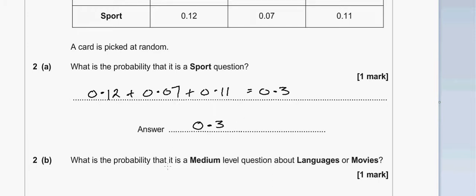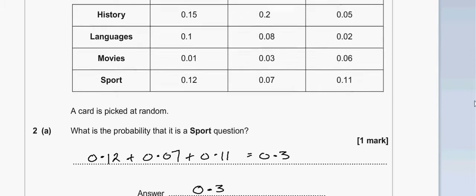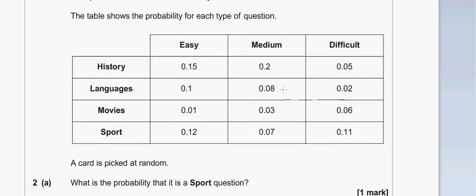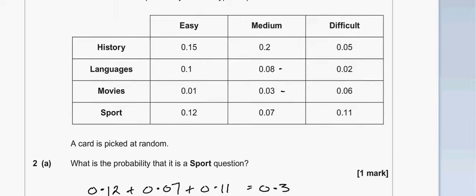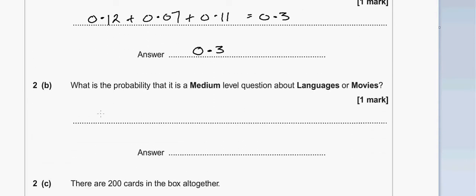What's the probability that it is a medium level question about languages or movies? So a medium question on languages or movies. So languages here, medium, and movies here, medium. So that would be 0.08 plus, and then what was it, 0.03? Yeah, 0.03. So we would add these together and we would get 0.11. So our probability would be 0.11 because it would be that or that.